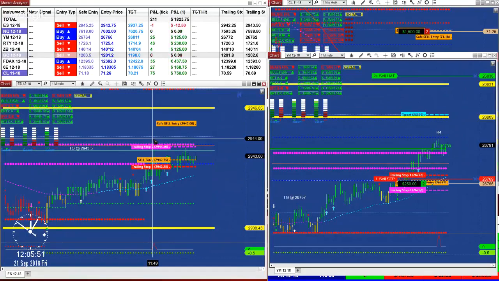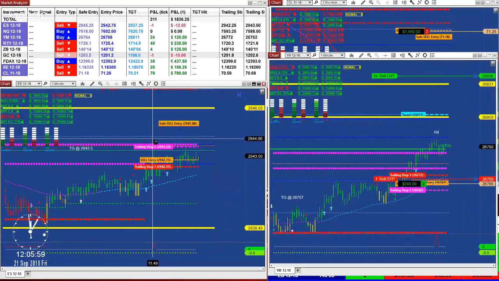So, I heard somebody saying last week, I don't trade the ES. That's his right. If you don't feel like trading the ES, don't trade the ES. But you cannot ignore it by not looking at it, because if you are trading the NASDAQ and you're not looking at the ES, one of the puzzle pieces is missing.